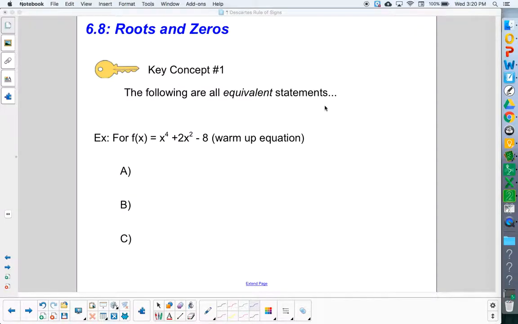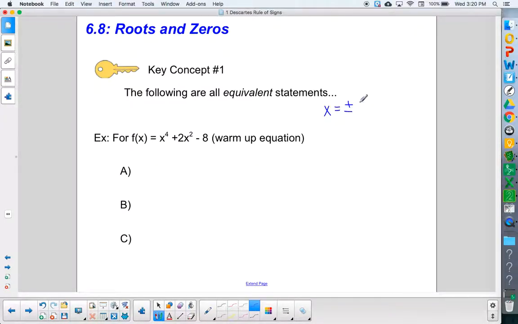equation. So the answers to the warm-up were x equals plus and minus 2i, and plus and minus the square root of 2, which means that those are all roots of the equation. So these three statements are all going to be the same thing. So we can say that the square root of 2 is a 0 of f of x.